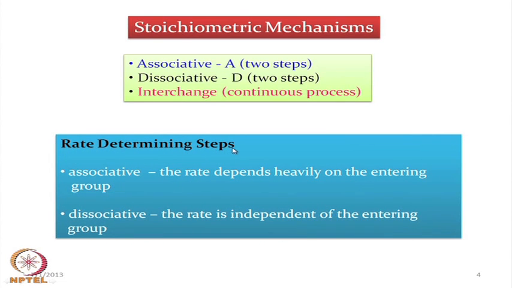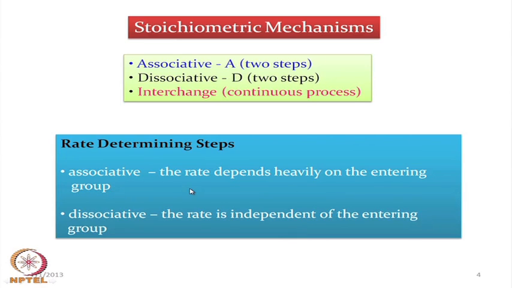So, the rate determining steps which are very important, how we can find out from the rate law in case of associative mechanism, the rate depends heavily on the entering group. The group which is entering is dependent on that particular concentration. That means, when we go for the two ligands, the ligand which is coming up, which is being associated to the metal complex to giving a same coordinated intermediate, or after dissociation it is coming and attaching to the metal center.